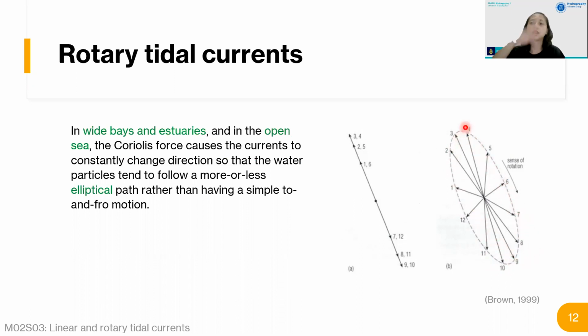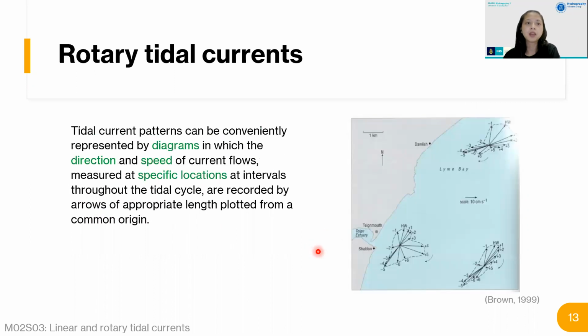So that's basically your flood and ebb. You can imagine, practically, it's still the same. It's still bringing water towards the land and towards the sea, but instead of going in a line, it's going in a rotation. So more or less, it's an elliptical path rather than having a simple to and fro motion. To and fro is basically just front and back, okay?